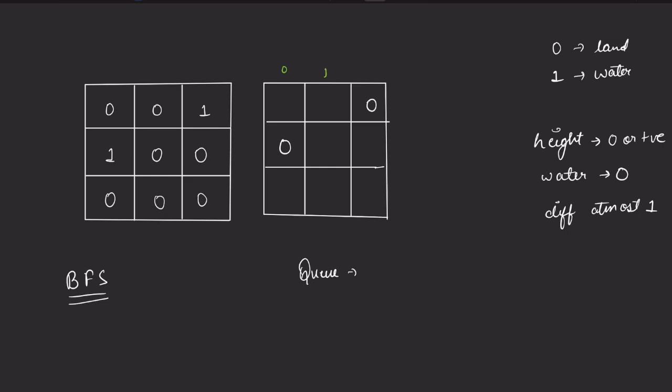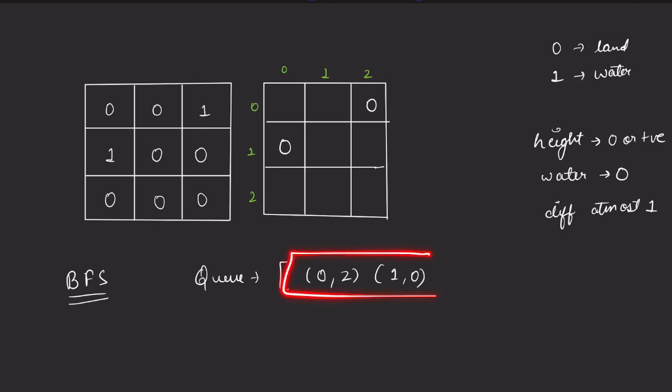So 0, 1, 2 and then 0, 1, 2. Now, these are the starting points for us, so we will push them into the queue. I'll just write it here. In the queue, initially we will push the row and column of that particular cell. So 0, comma 2 and 1, comma 0. This will be present in our queue initially. And then we follow the same process: while our queue is not empty, we take the size of the queue. Right now the size of the queue is 2, so a for loop will run 2 times.